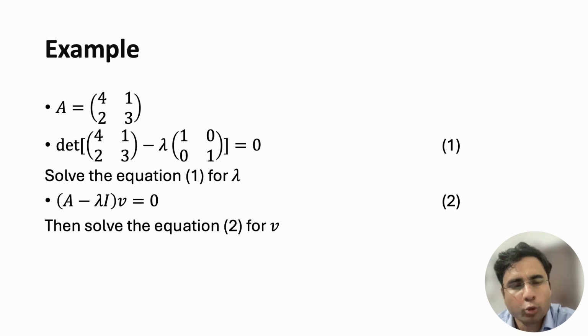Finally, let's walk through a concrete example with the matrix A, where the first row consists of the values 4 and 1 and the second row consists of the values 2 and 3. We'll start by finding the characteristic equation, then solve for the eigenvalues, and finally find the corresponding eigenvectors. This slide illustrates the step-by-step process we have just discussed.